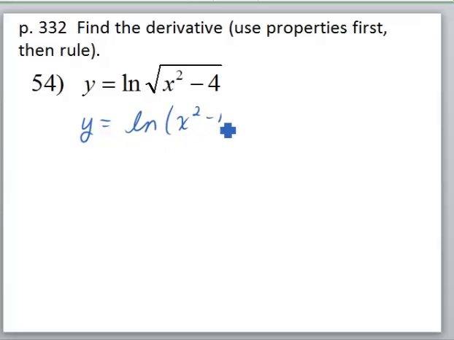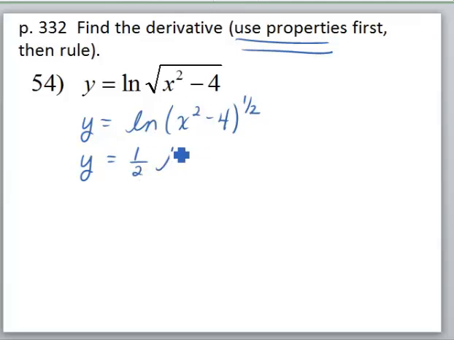By rewriting it, what it does is allow me to use the properties before I take the derivative, which makes the derivative much easier to find. So I'm going to go ahead and rewrite it again by bringing this exponent out front using the properties. And now I'll be ready to take the derivative.